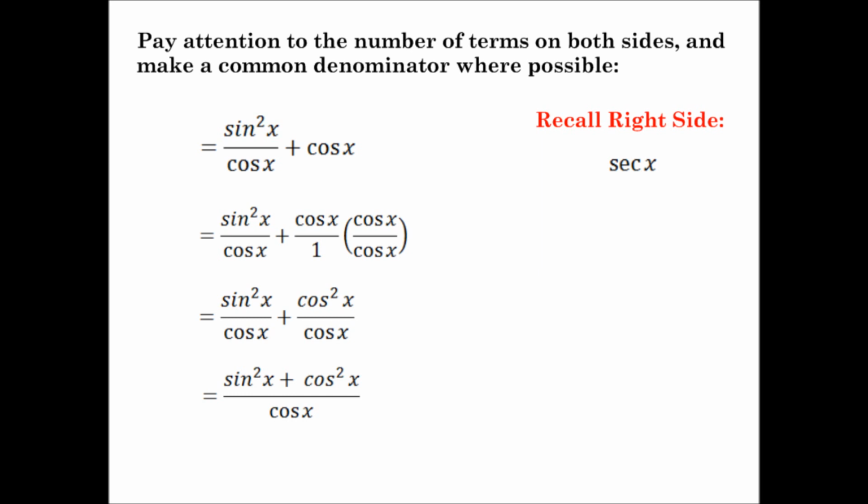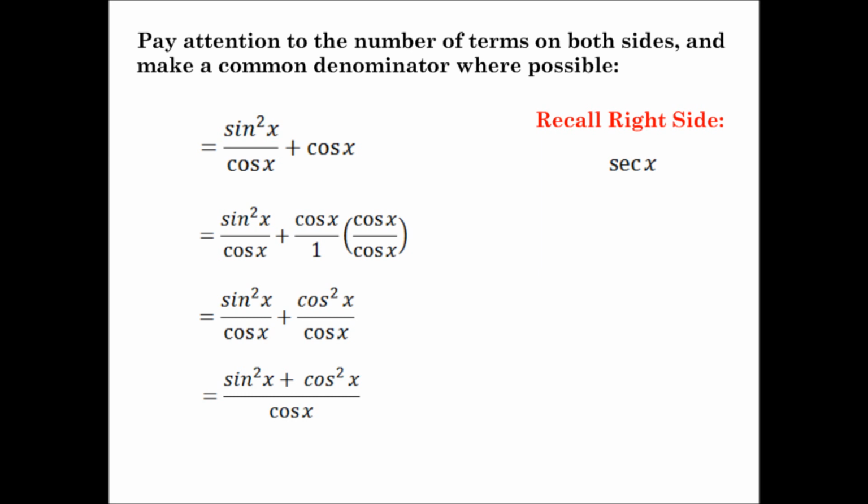Well, we need a common denominator because we're working with a fraction. So that second term, cos x, or cos x over 1, needs to have a denominator of cos x also, just like the first term. So we're going to multiply the numerator and the denominator by cos x so that we have a common denominator. And now we can take both of these terms and combine them into a single term. So we get sine squared x plus cos squared x all over one denominator of cos x.